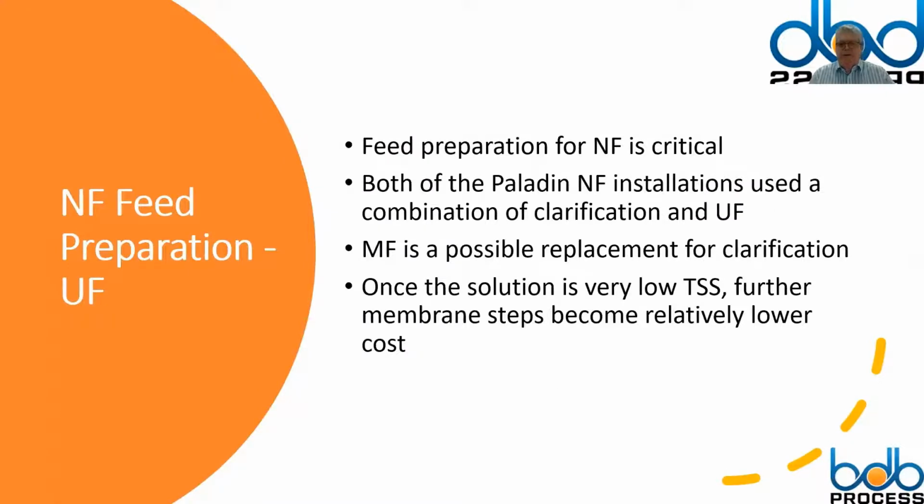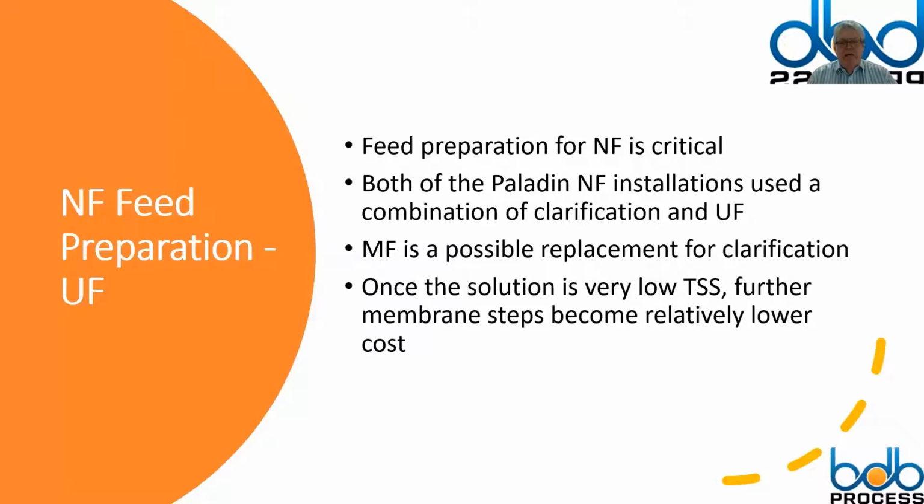And of course, there's further application of membranes at both the Langer and the Carlacera site with Paladin feed prep, which is critical for NF. It's the potential Achilles heel of the process. Both installations for Paladin used UF ultrafiltration as a pre-treatment step. It was done in combination with clarification, and it's possible that we could replace the clarification part of that with microfiltration, so go effectively a full membrane deal.